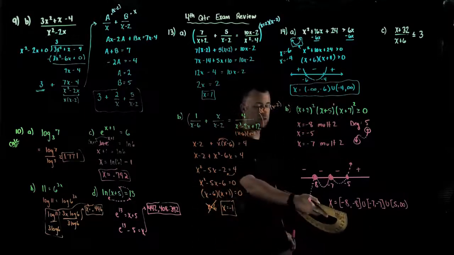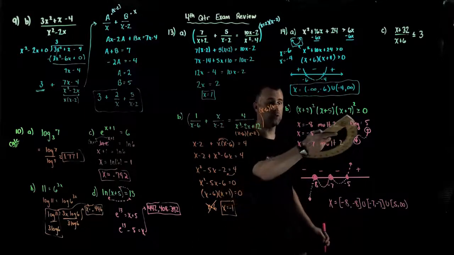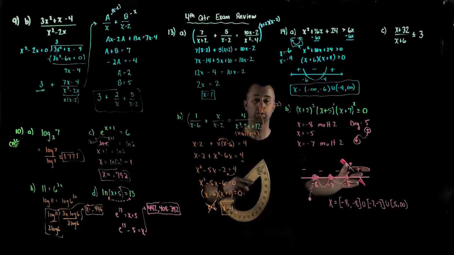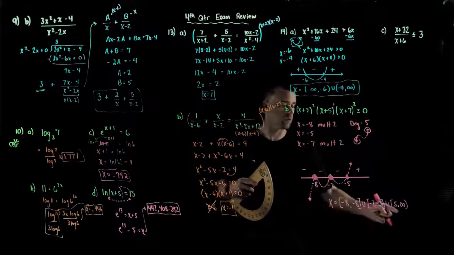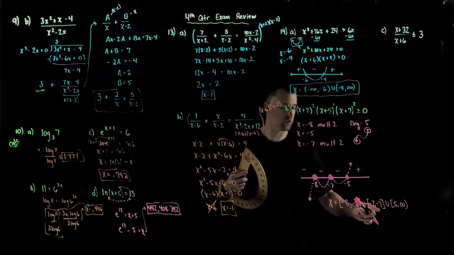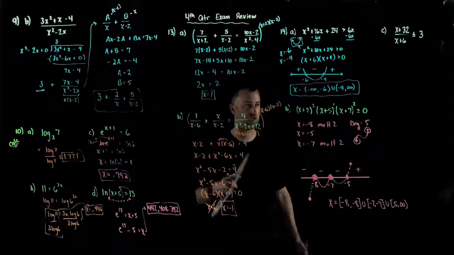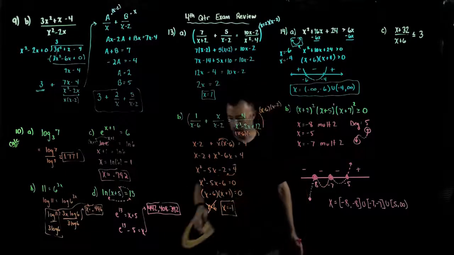So we have negative 8, we have negative 7. Those are my actual zeros. And then I have all these positive values to the right and including negative 5. So those are going to be your 3 sets. These are just basically one number, and that is a range of values. So that's going to be part B.